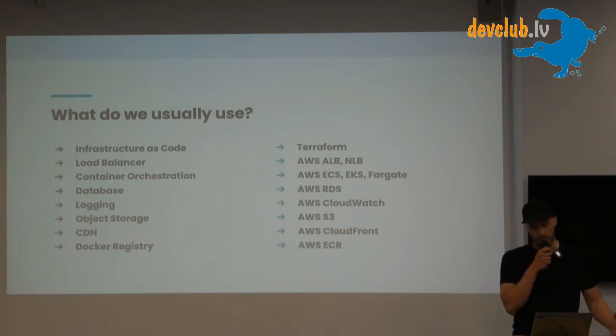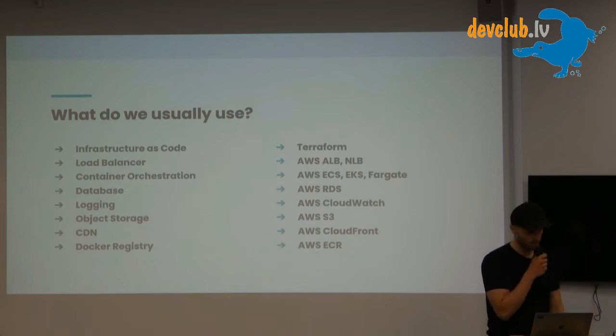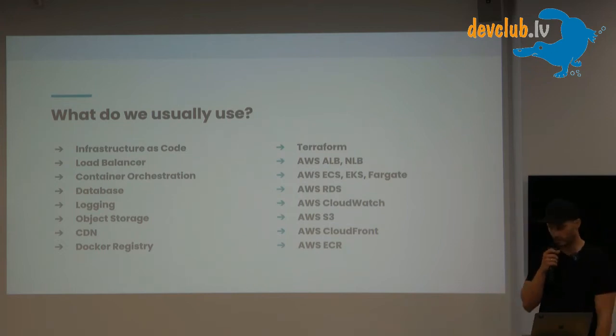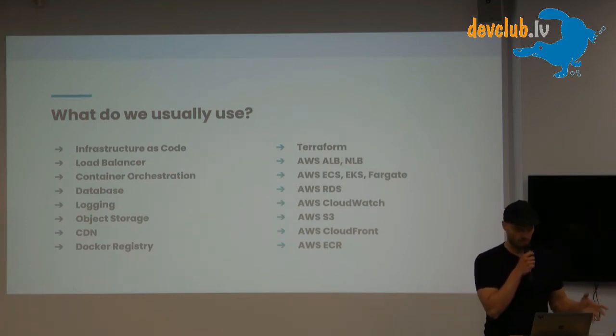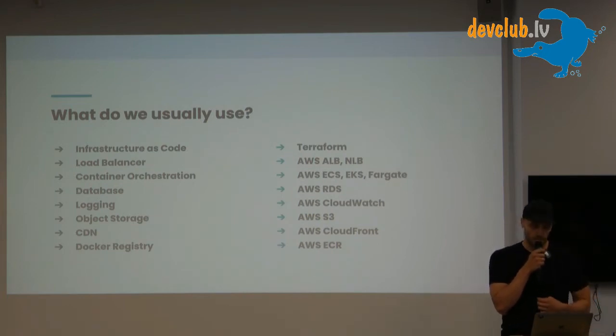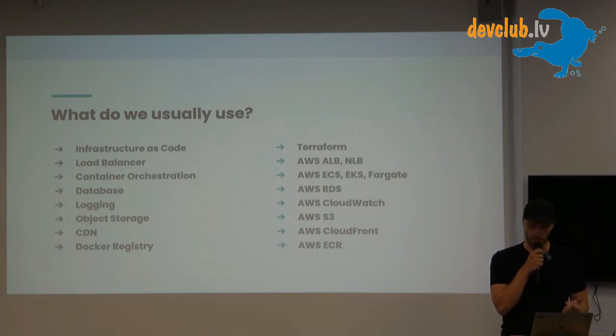But we mostly like using AWS, and we usually write Terraform to set up all the virtual private networks, all the subnets, databases, and everything is documented as code. So the documentation just says that you should run Terraform apply, and it's up to date. Then we usually use AWS load balancers, and for container orchestration we usually use AWS Elastic Container Service with Fargate, so we don't have servers, and in most cases it's enough.